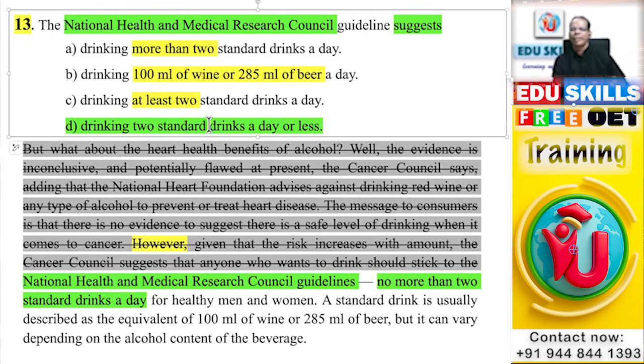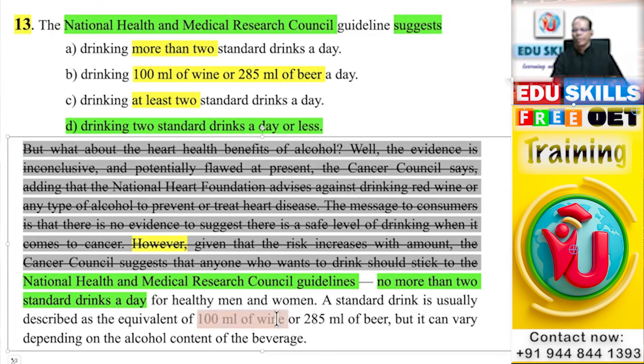Here it says drinking 2 standard drinks a day or less. If you want these numbers, you can see. What is this? This option is B, one drink. So the B option says you have 1 drink a day. And NHMRC is not saying only 1 drink a day, maximum 2. That's their opinion. They did not say 1. 1 means more than 1 you cannot take, right?